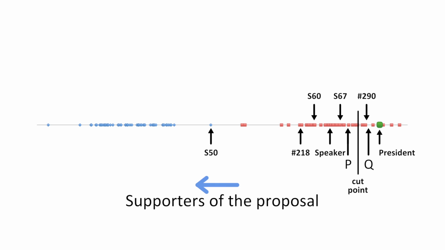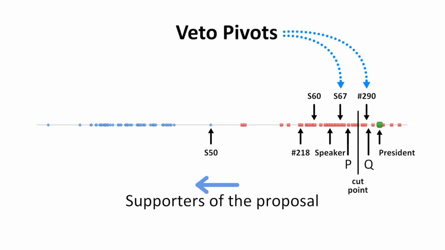Notice that in this example, we just had to tack on a couple of extra pivotal players. What's interesting about these veto pivots, as we call them, is that they only matter if there's a presidential veto. You only have to worry about them if your initial analysis shows that the president would veto the bill.